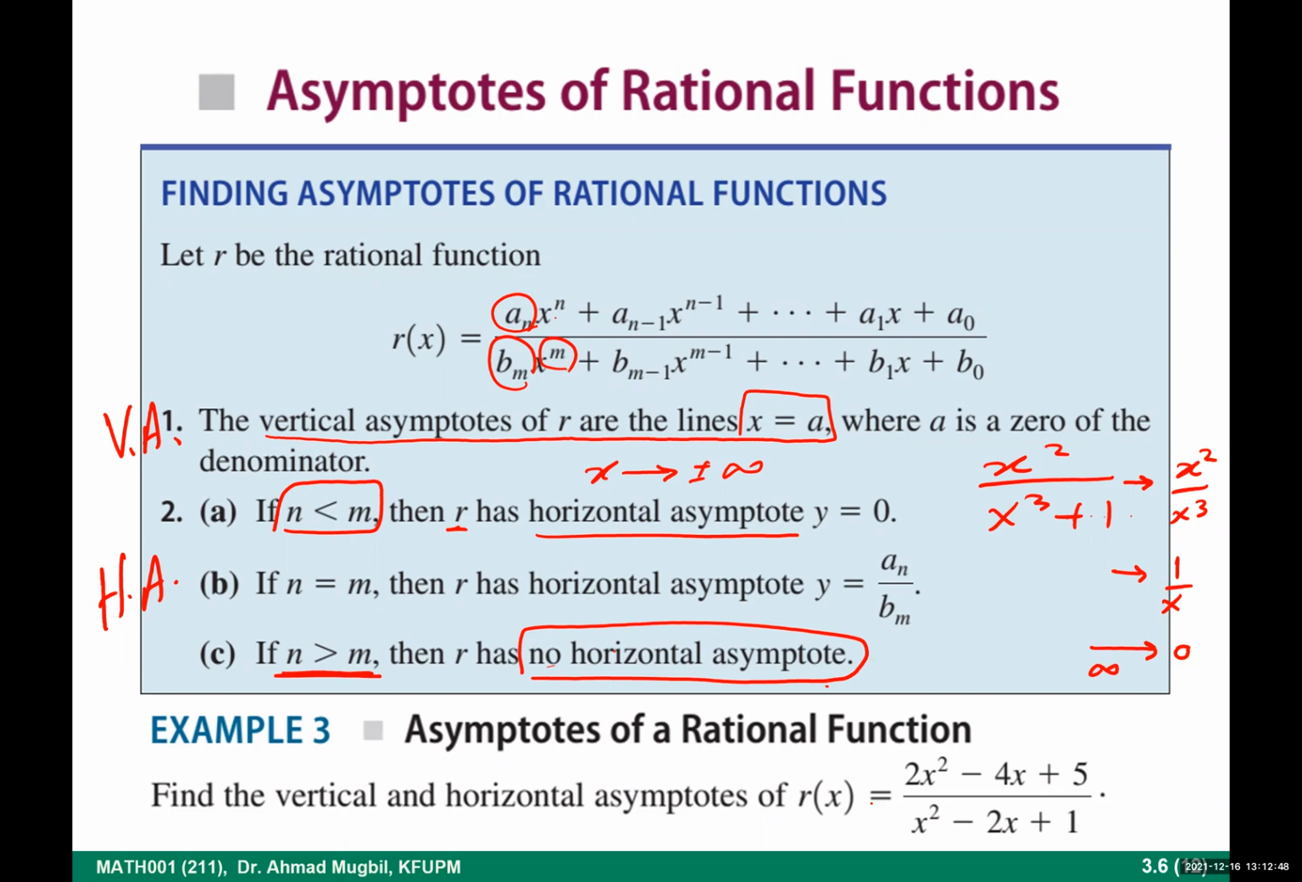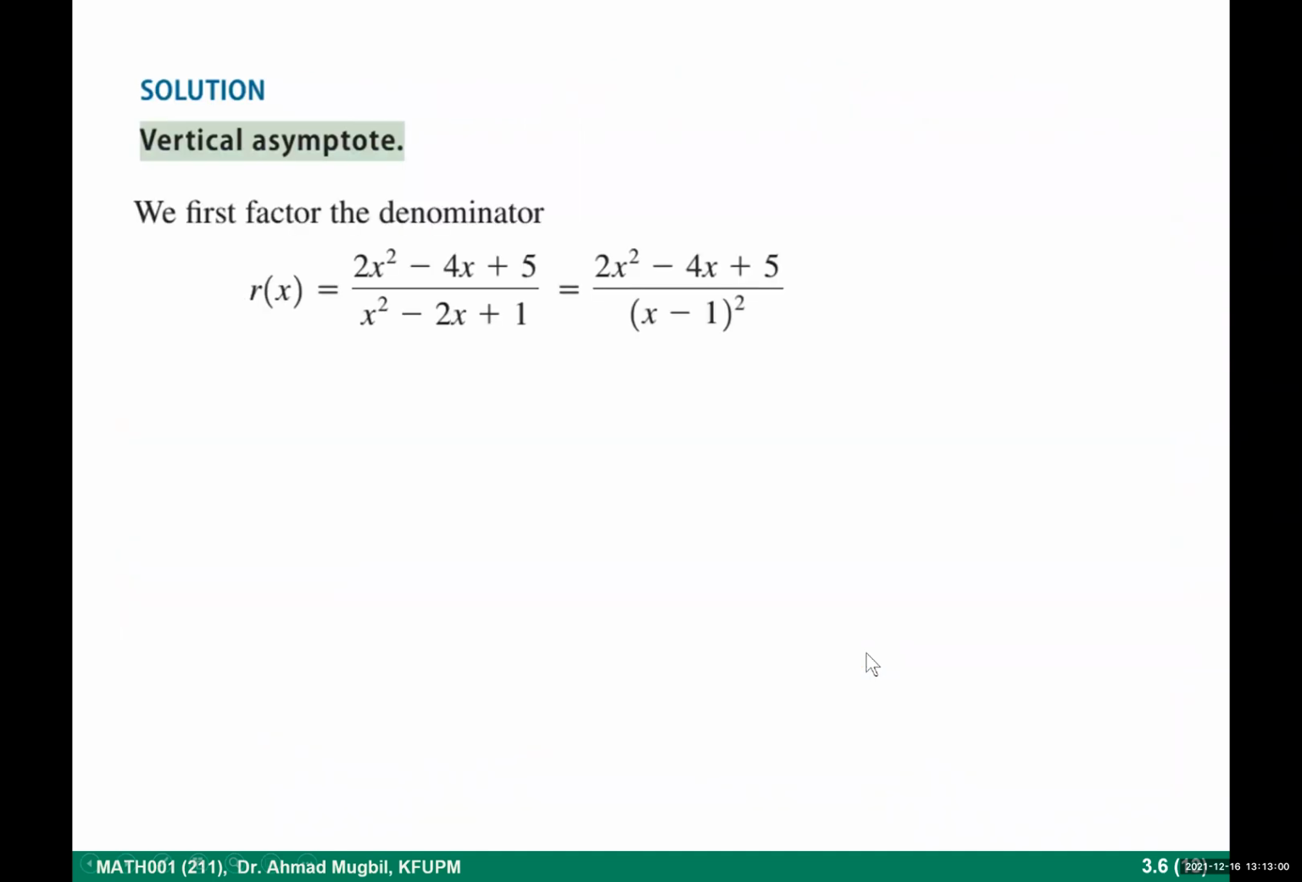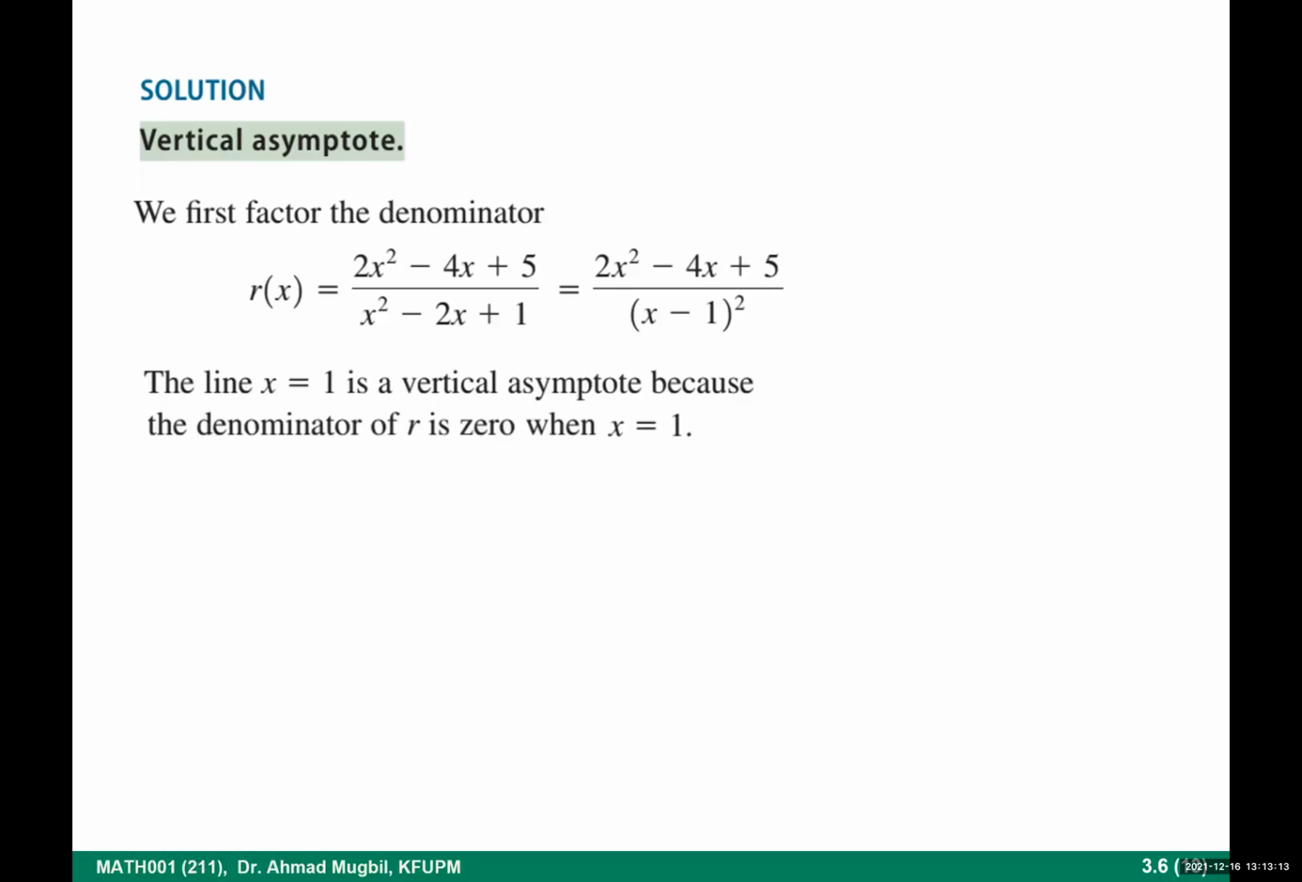For the vertical, what to do to find the vertical asymptote? Find the zeros of the denominator. How to find the zeros of the denominator? Factor. So I always advise you to factor both numerator and denominator if you can. Then decide. So the zeros of the denominator are x. Try your best. If the denominator is 1, there is no vertical asymptote. If there is a vertical asymptote, it will be one of the zeros of the denominator. Is that clear? So the vertical asymptote is the line x equals 1.